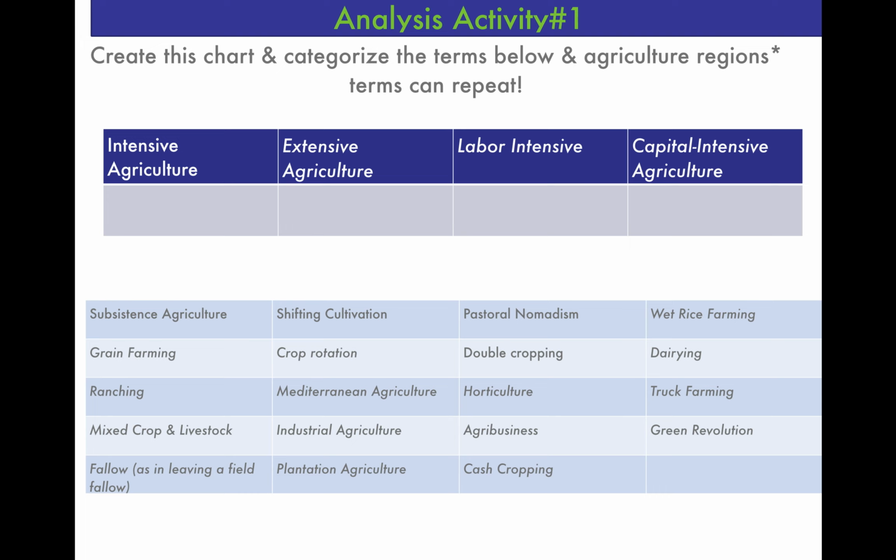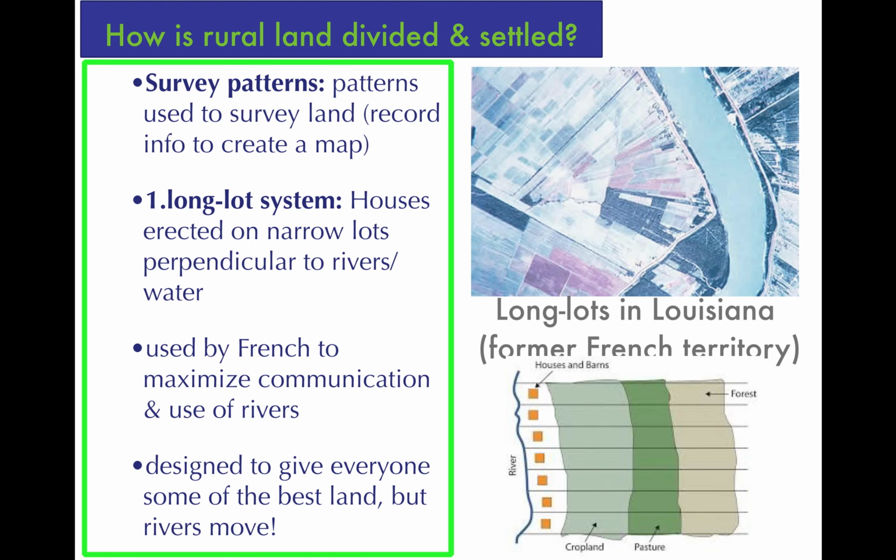Actually, let me back that up. You're better off putting dairying as the better example for labor intensive and capital intensive. But the point is that you can use terms in both of those different categories, and there are also ones where you can make an argument for neither. What I want you to work through is the difference between intensive, extensive, labor intensive, and capital intensive agriculture. So go ahead and pause here and complete that task. And when you're ready, join us for part two.